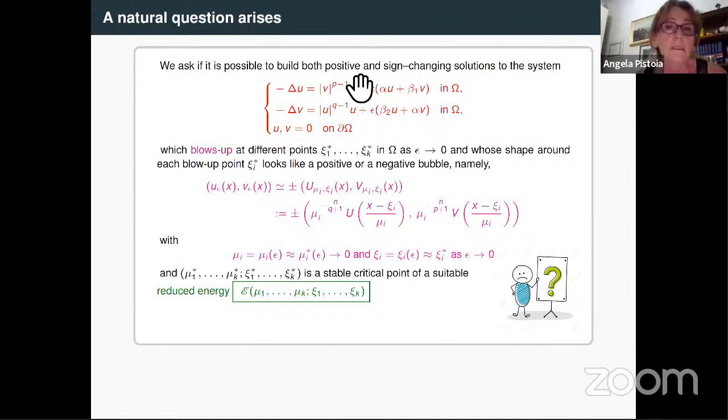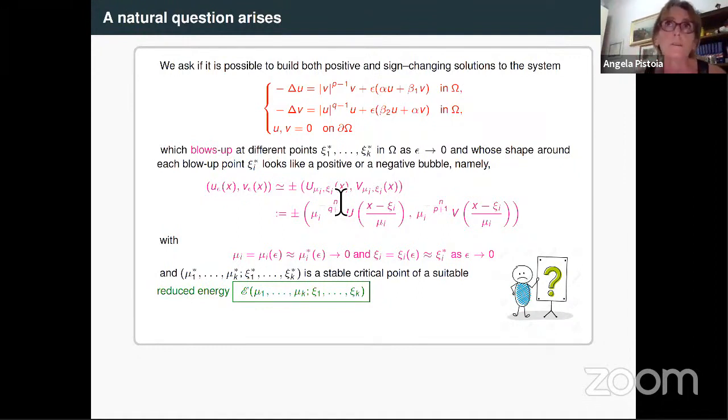I want to find this kind of solution which blows up at different points in omega, and the shape around each blow-up point is plus or minus a bubble. And what is the bubble in this case? The bubble is the solution to the limit system, so capital U, capital V, scaled in a suitable way.